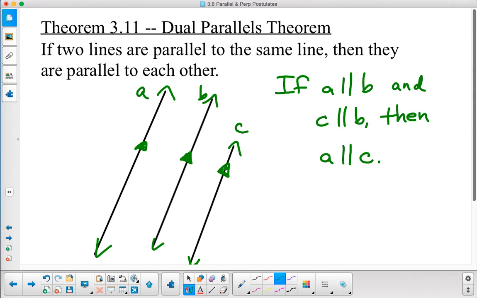You might think of some curtains that turn. If one of them turns, then the second one turns, and the third one. That would be an example of this theorem.